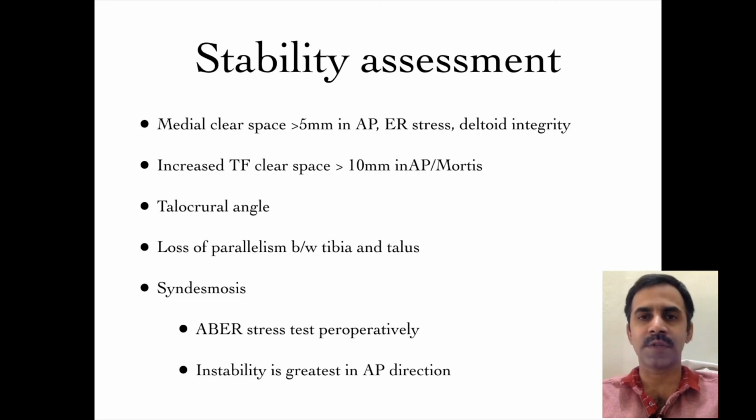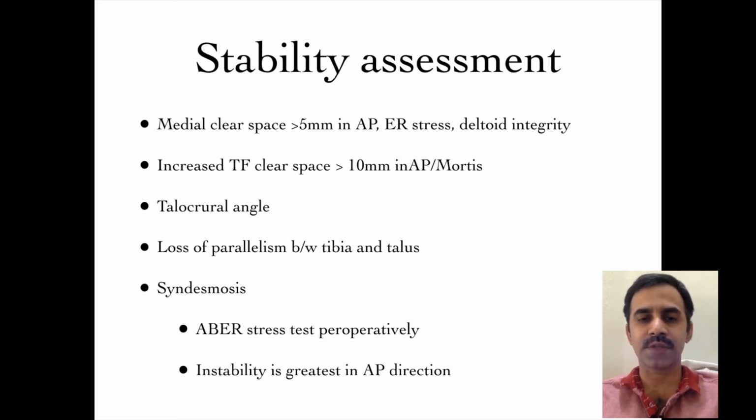Now we will come to the stability assessment. If the medial clear space is more than 5 mm in AP and/or external rotation stress view, deltoid integrity is lost. Increased TF clear space of more than 10 mm in AP and mortise view also suggests an unstable fracture. Then we have to look for the talocrural angle, loss of parallelism between tibia and talus, and features suggestive of syndesmotic injury.